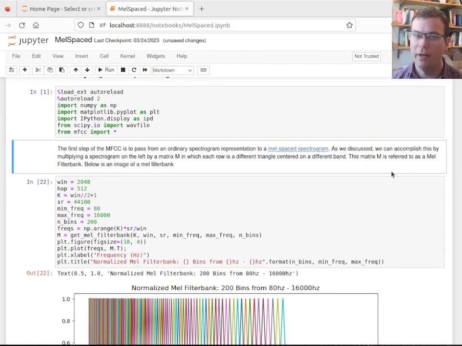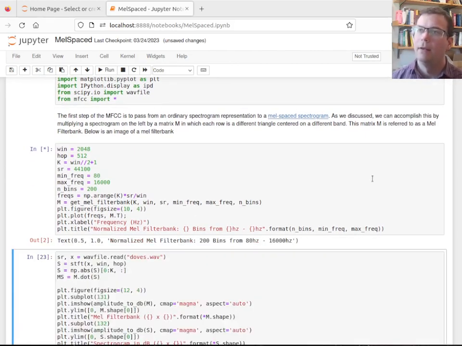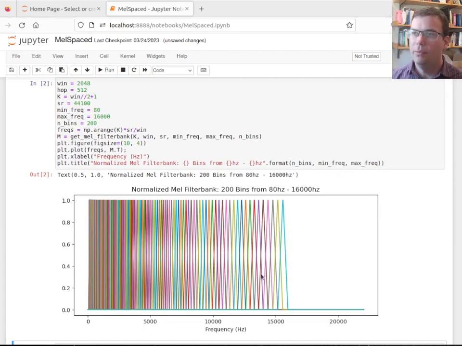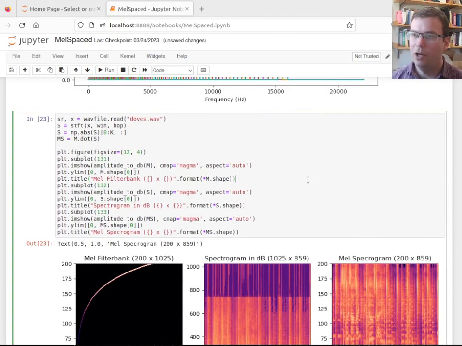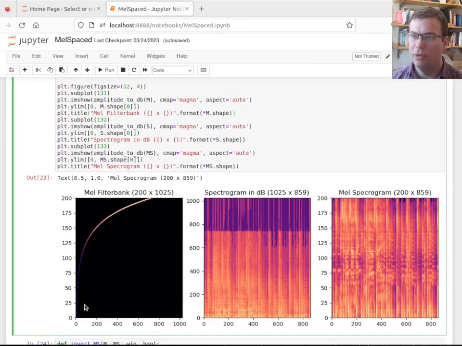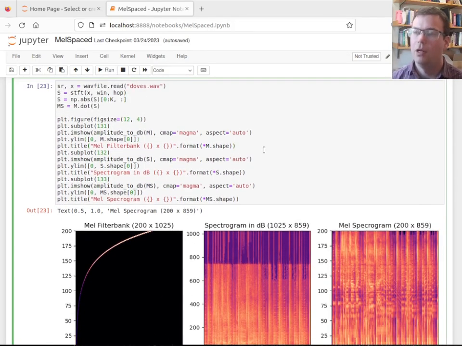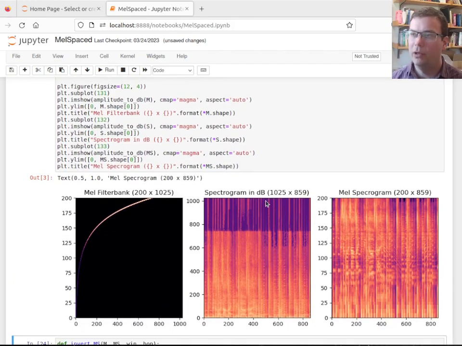All right, so if I go ahead and I load in some stuff here. So here's my mel spectrogram, which you should be familiar with by now, but these are these overlapping triangular windows. And if I stack them up into the rows of a matrix, so each triangle window is a different row, and then I multiply the spectrogram on the left by that matrix, what it's going to do is take the dot product of every triangle window with every column of the spectrogram, and that will give you one row of the mel spectrogram.